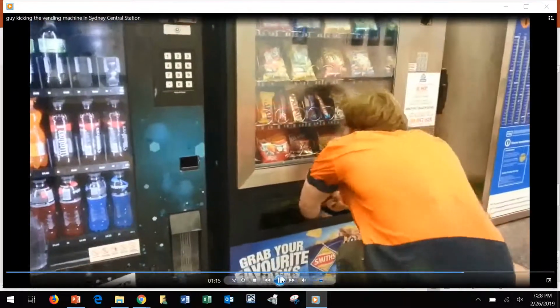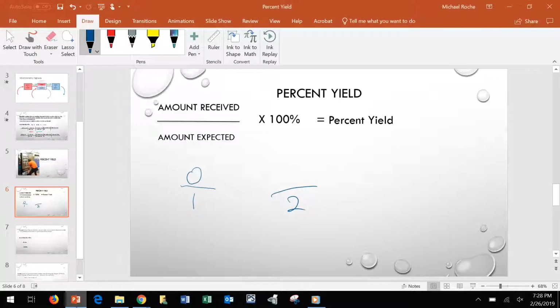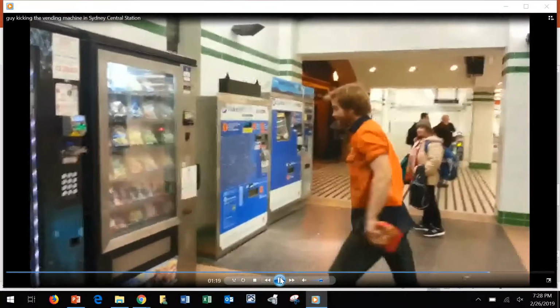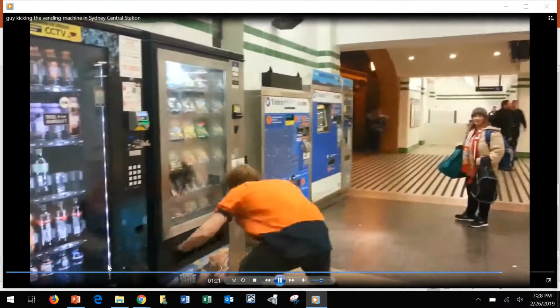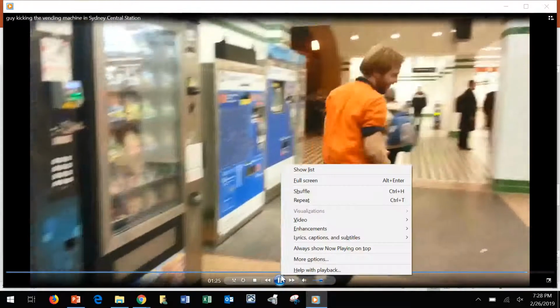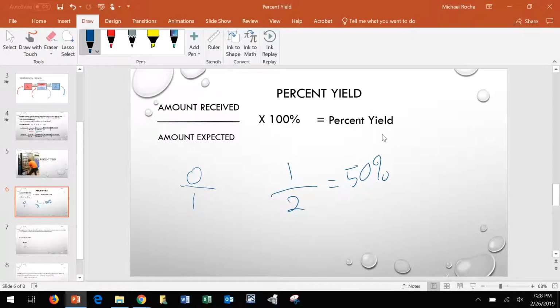And the reason he's upset again is because his percent yield is still not where he wants it. He's now gotten 1 out of the 2 he expected, which is 50%, but that's not enough for him. So he's going to go back to work here and start kicking the machine some. And when he kicks the machine, you'll see right there that the 1 falls, and now he's got 2. So the whole point of that was, all right, he was trying to get his yield better.